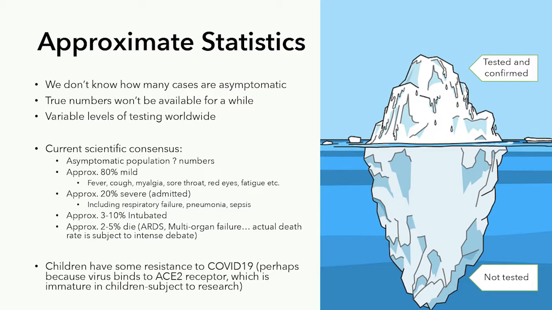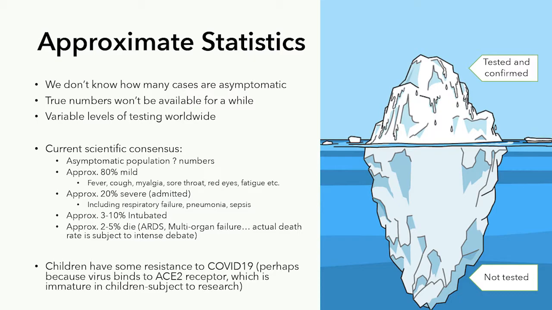Despite the number of patients who've got the illness, what we can say is approximately 80 to 85% of patients will have mild disease. With mild disease, their symptoms will be still fever, cough, muscle aches, sore throat, red eyes, fatigue. 20% of patients will have severe disease. Many of these will get admitted, and this will include pneumonias, respiratory failure, and sepsis.